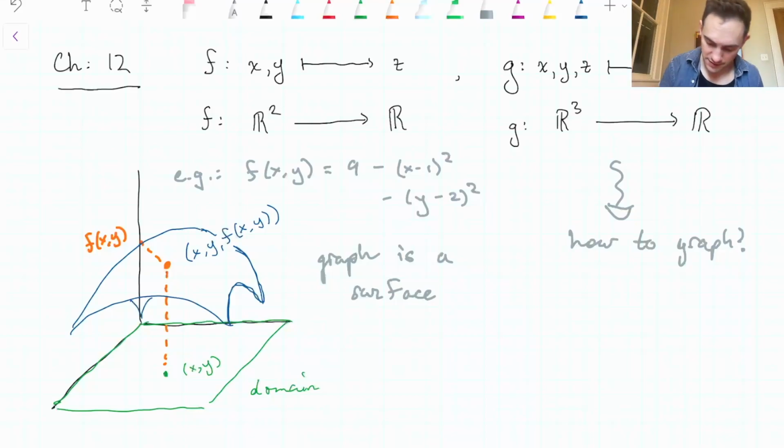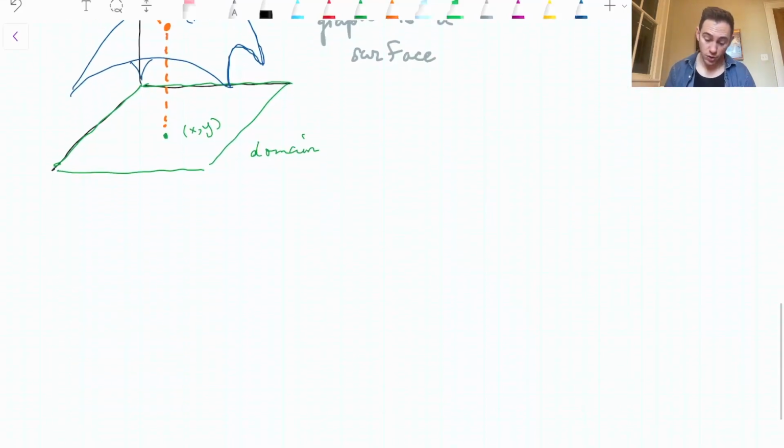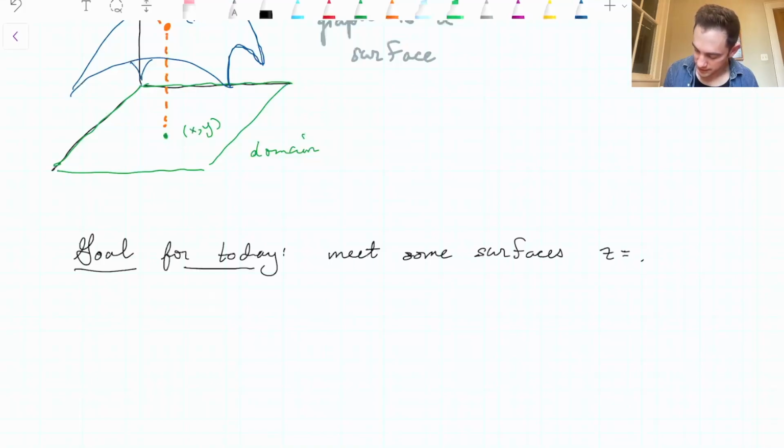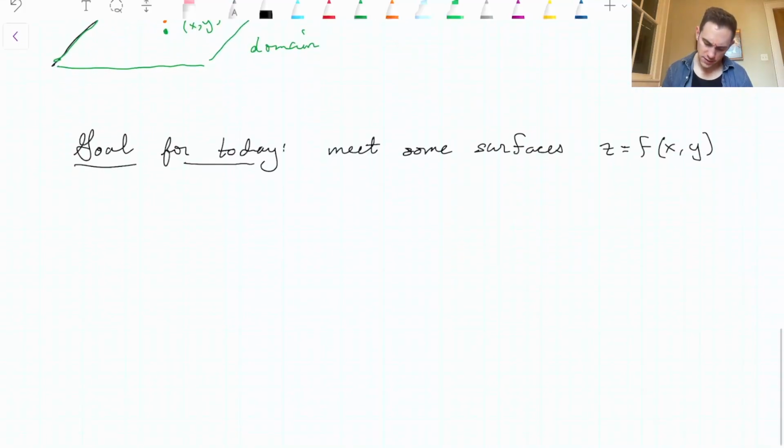And you already have, is the thing. You've already met some surfaces. So goal for today is meet some surfaces. So surfaces that will be of the form z, a z-coordinate, being written as a function of x and y. And we already met a few of these. So we've met, we know an object such as spheres.